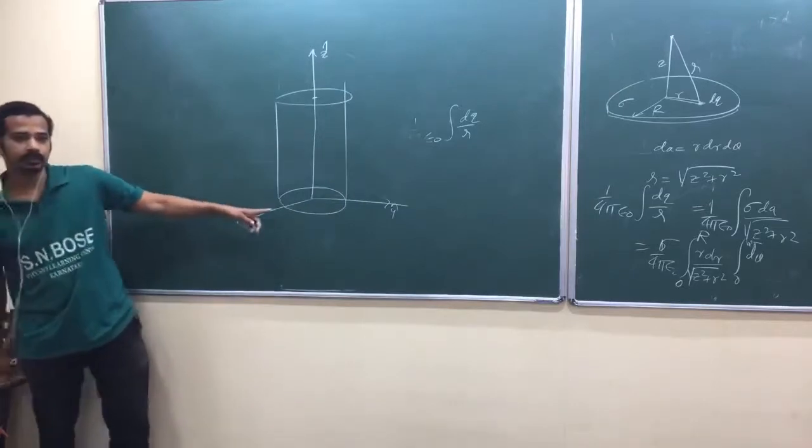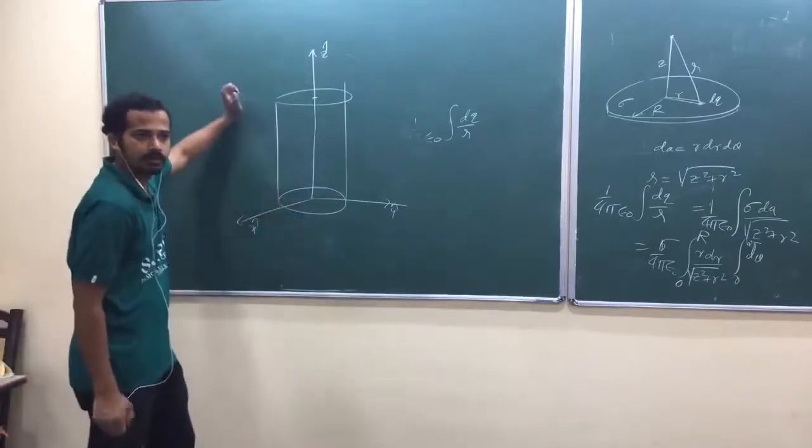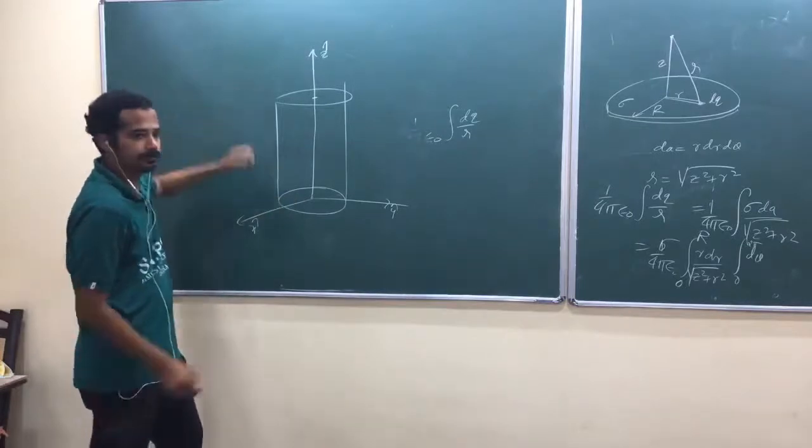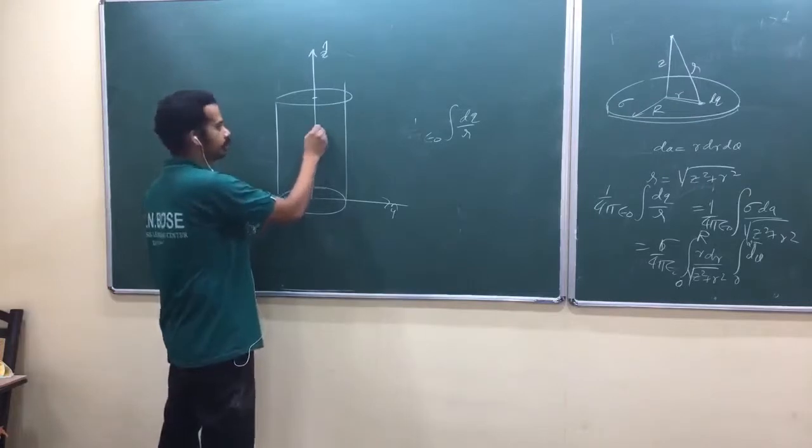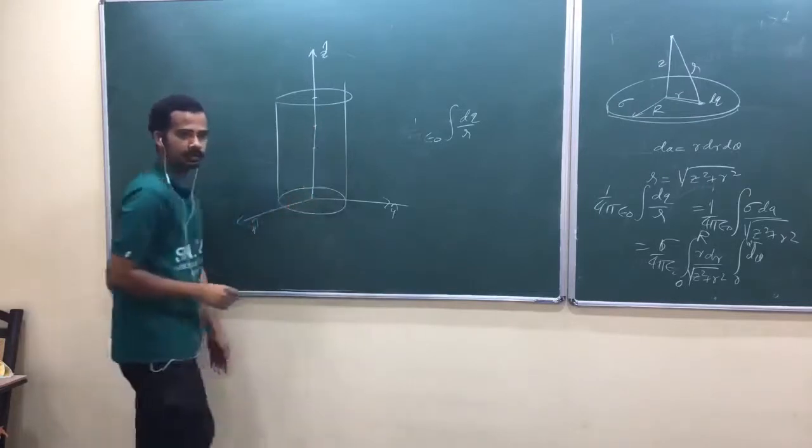So am I right about this one? Now where should I take? Somewhere here. If this is L by 2, somewhere here. That's what he said. Yeah.